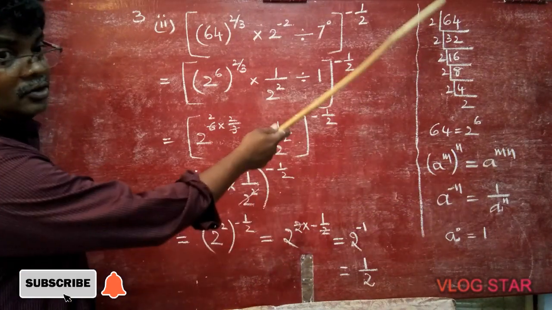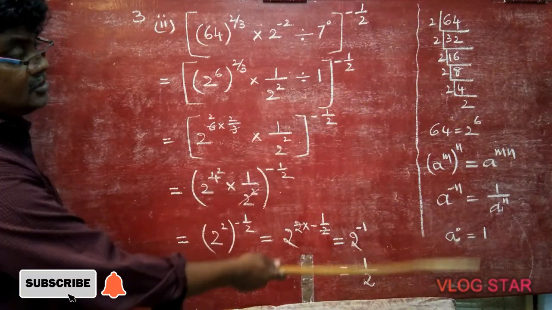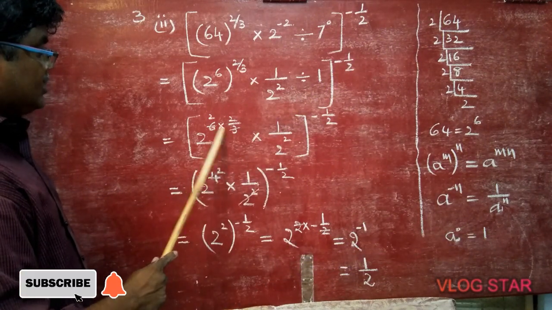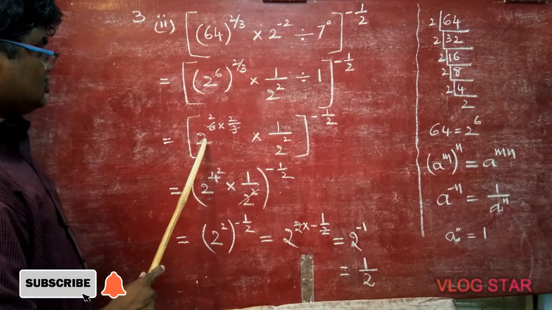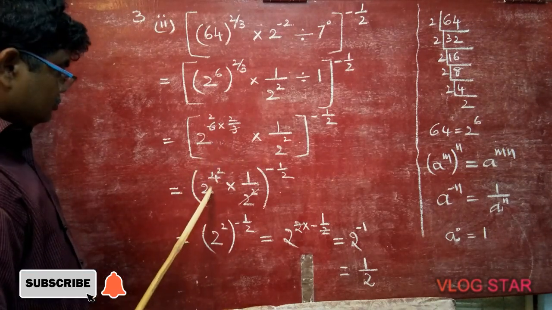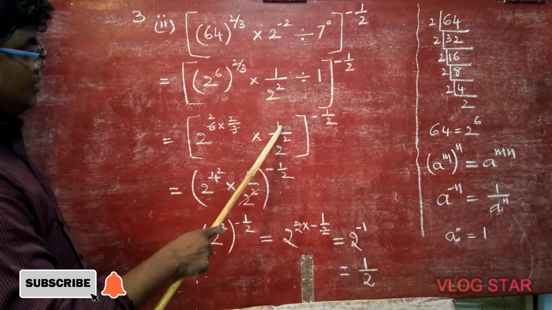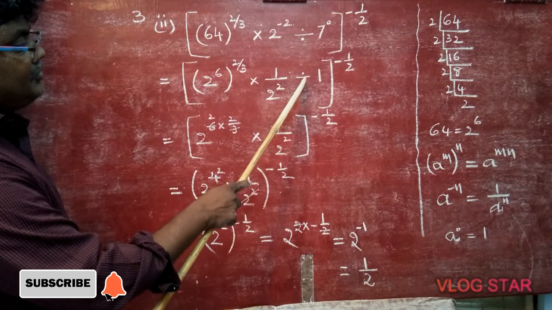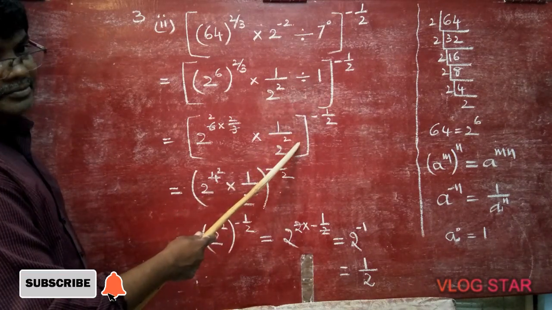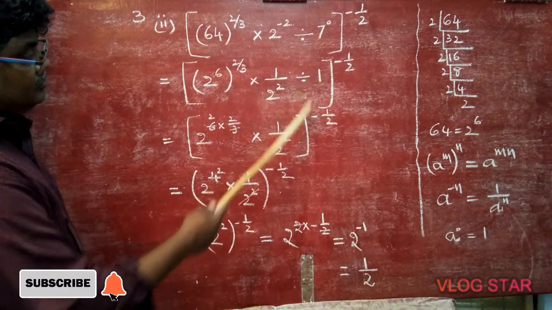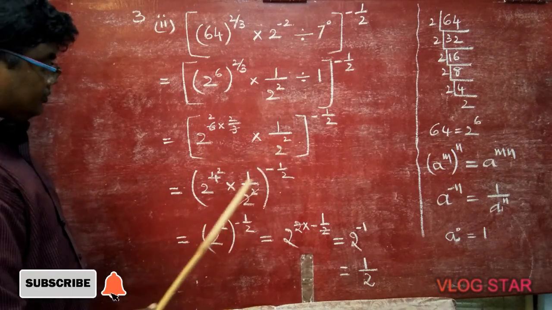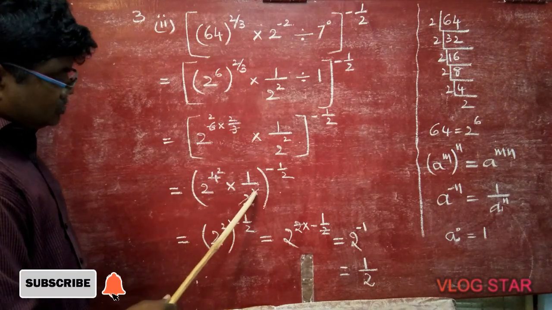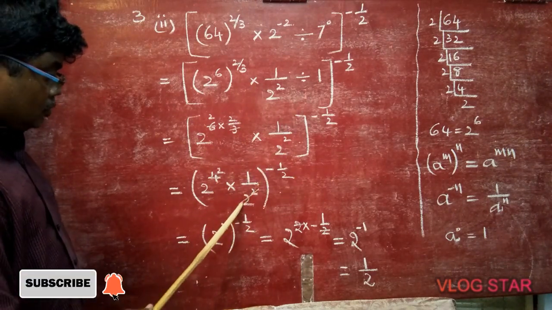Each and every working you have to show here. Without this working, this also includes marks. So 3 goes in 6 two times, 3 2s are 6. So 2 to the power of 2 2s are 4, that is 2^4, into 1 by 2 square. If you multiply with 1 or divide with 1, the answer is the same. Now here 2 to the power of 4 means 2 we are going to write 4 times. 2 square means 2 we are going to write 2 times.